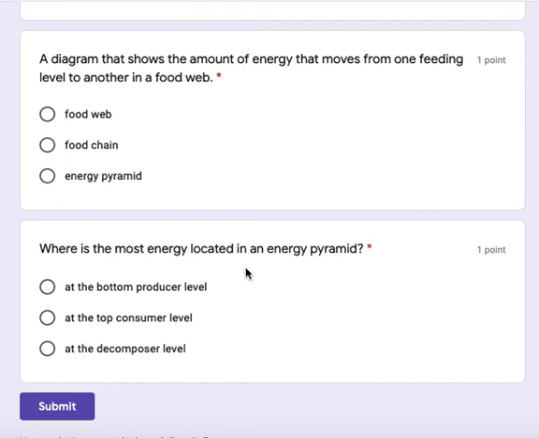Where is the most energy located in an energy pyramid? At the bottom producer level, at the top consumer level, or at the decomposer level? Click the submit button and you're done.